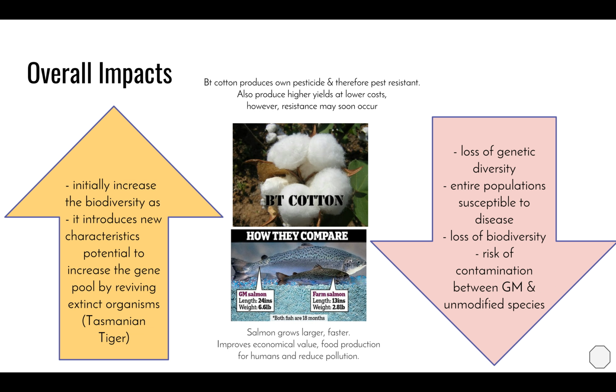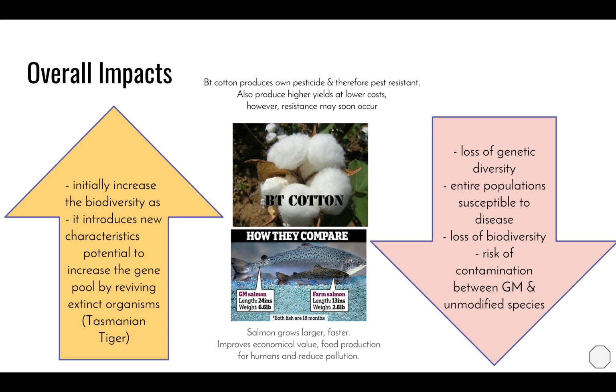With the salmon, we can see genetically modified salmon at the back, which is much larger in size in comparison to the same age salmon that is grown in a salmon farm. So they grow to a much larger size, much quicker, which obviously improves the economical value and food production because we're able to produce greater salmon meat, which we know is quite expensive, also has quite a lot of health benefits for people, and also reduce pollution because we're not adding chemicals to the water in order for the salmon to survive.